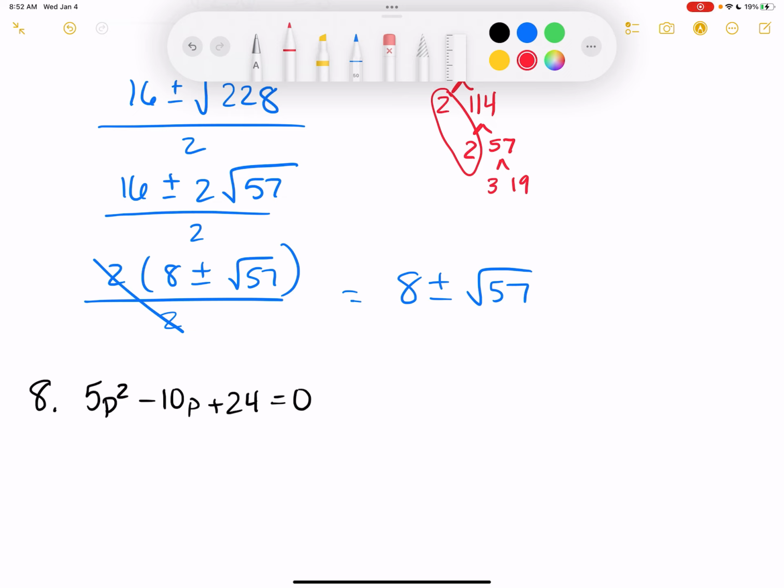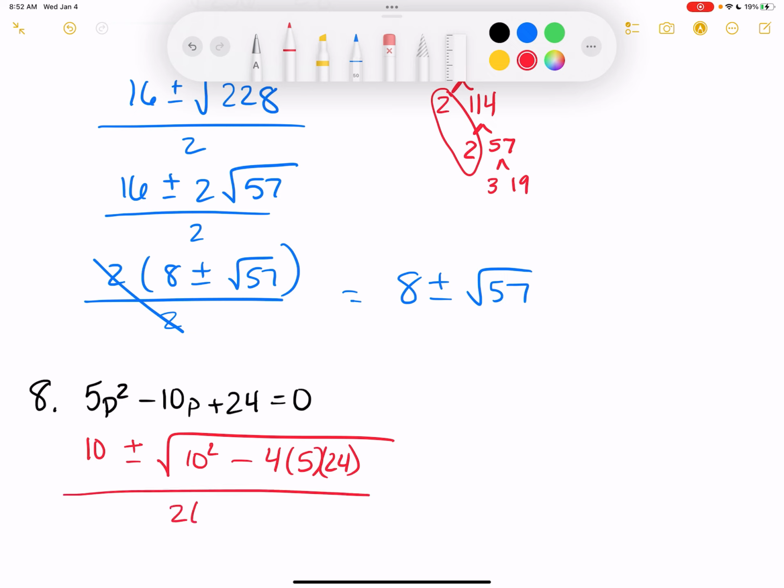All right, what am I plugging in here? 10 plus or minus the square root of 10 squared minus 4 times 5 times 24, over 2 times 5. Wouldn't it be negative 10 squared? Well, yeah, but since it's getting squared, the negative's going to go away. Oh. So I just don't write it.